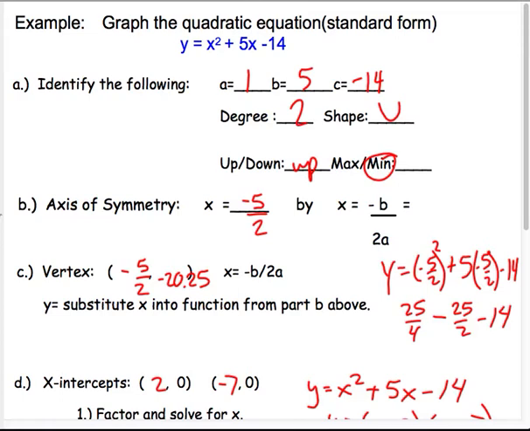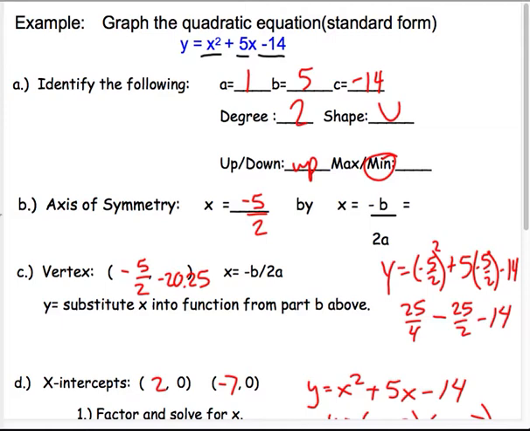So when you're graphing a quadratic equation in standard form, you want to identify the a, b, and c. A is the coefficient of the x squared variable, so we're looking right here. B is the coefficient of your x variable, and then c is your constant. The degree of any quadratic equation is 2. The shape is a parabola.